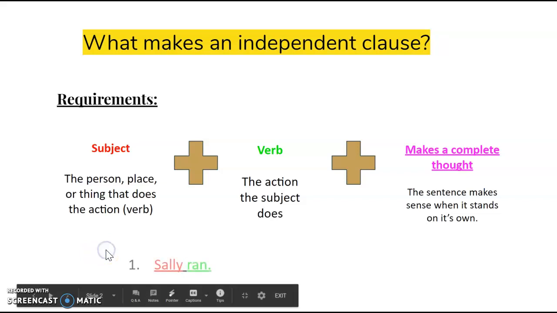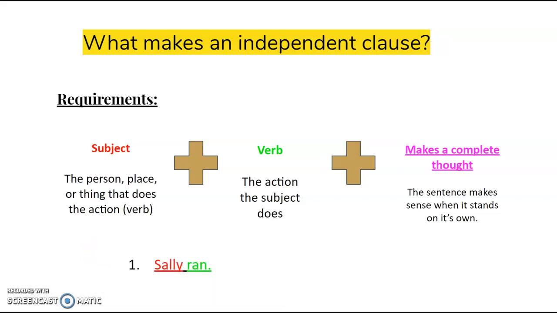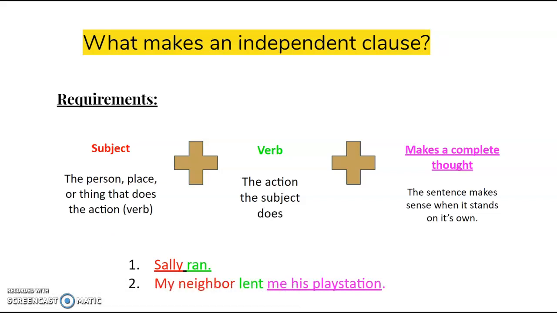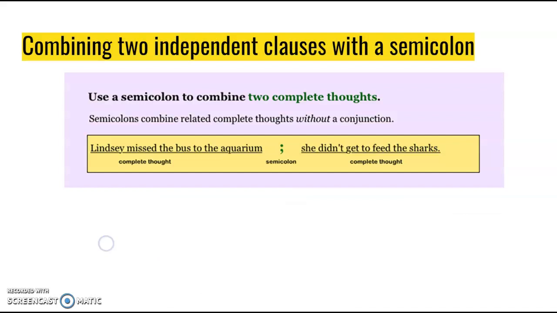So here's some examples of independent clauses. Sally ran. Sally is our subject, ran is our verb. Together it makes a complete thought. You could add Sally ran quickly or Sally ran to the store. Another example is my neighbor lent me his PlayStation. Neighbor is the subject, lent is the verb, but that cannot stand on its own. You need additional information to make a complete thought.